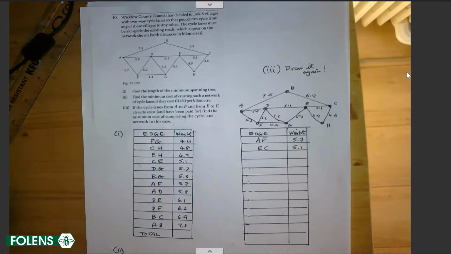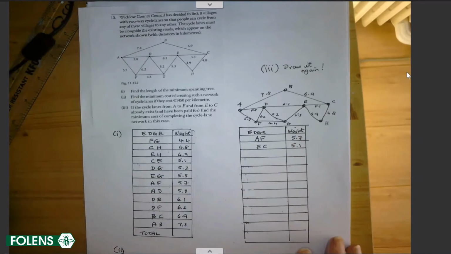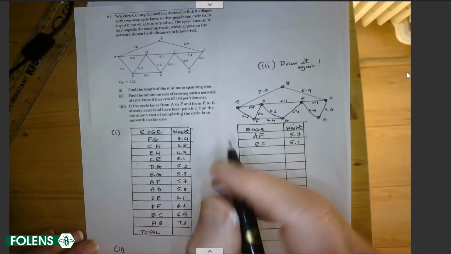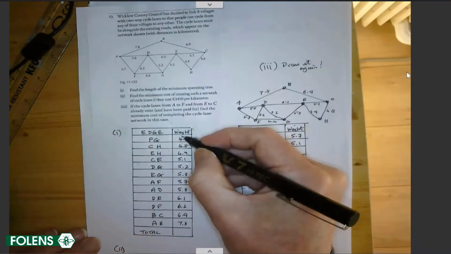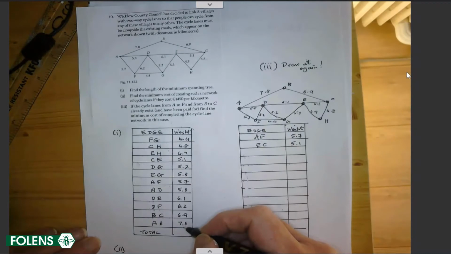Well, the minimum spanning tree would mean that you may cycle from any of the villages to any others. So I'm going to use the table because that shows my work, and I'm going to go ahead. Here I go, from F to G is 4.4. I've written them down, the lowest up to the longest of all the arcs.